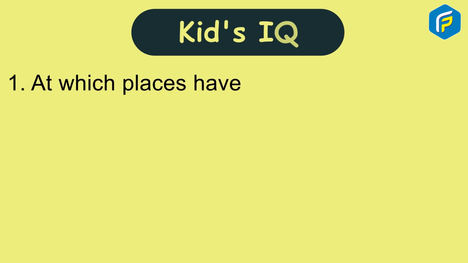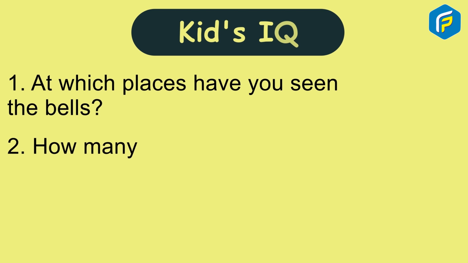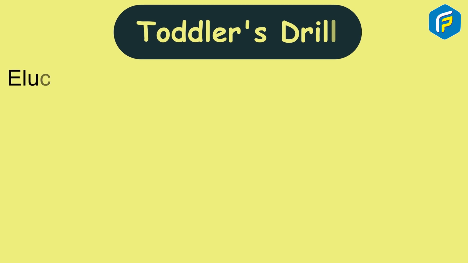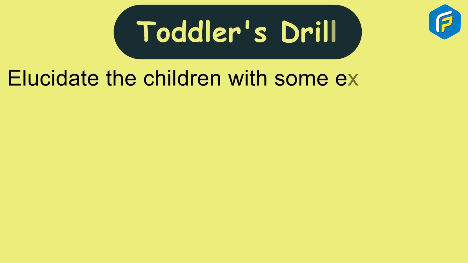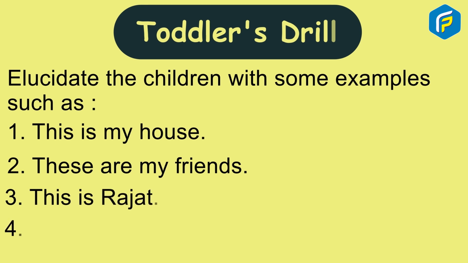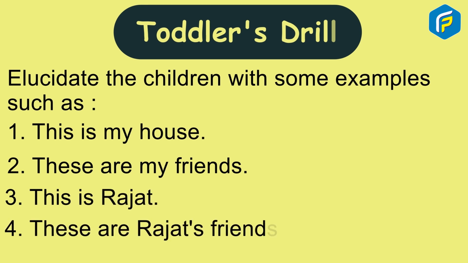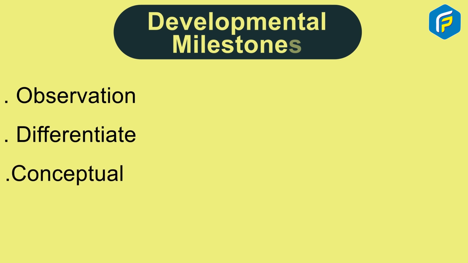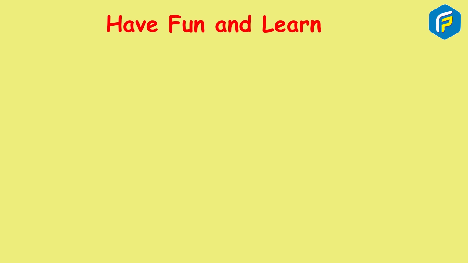Kids IQ. At which places have you seen the bells? How many colors of apples have you ever seen? Toddler's drill. Elucidate the children with some examples such as, this is my house. These are my friends. This is Rajat. These are Rajat's friends. Developmental milestones: observation, differentiate, conceptual. Have fun and learn.